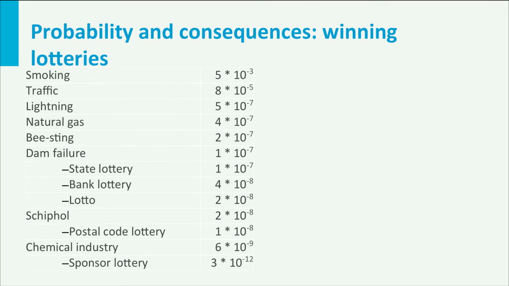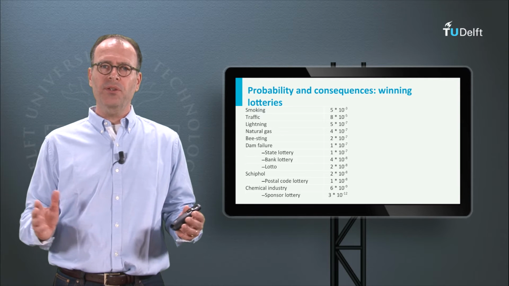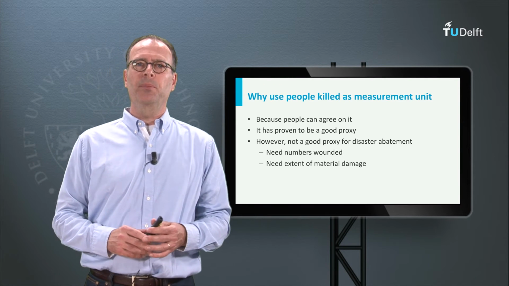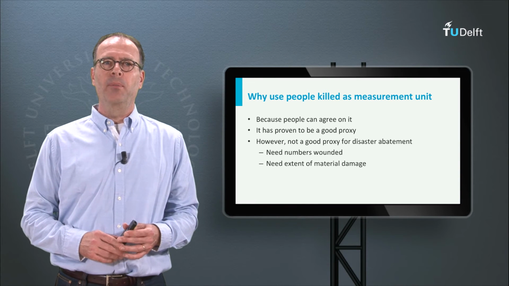So let's add the probabilities of winning some kind of lottery to this table. As you can see, winning a lottery is not very probable. It is actually more probable that you die by the sting of a bee than winning the main prize in the state lottery. The question is often asked why we use people killed as the unit of measure.